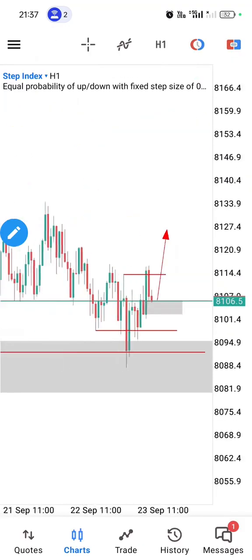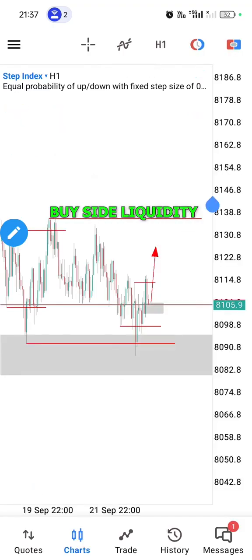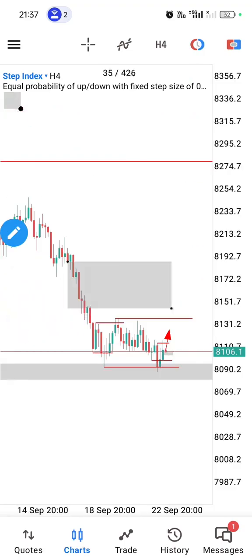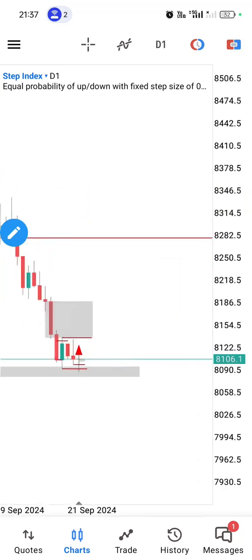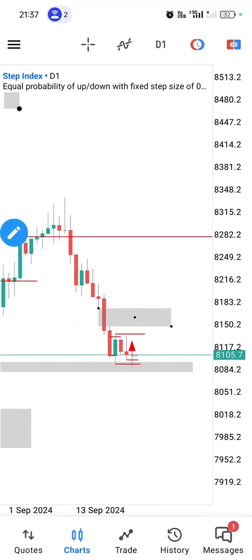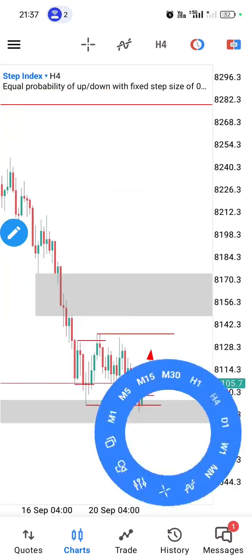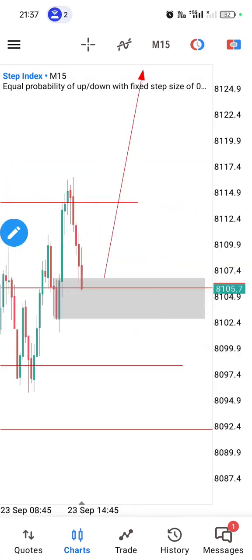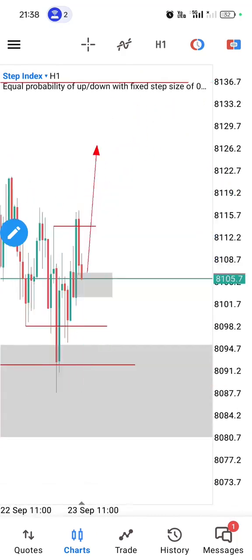So we have to be buying approximately right there, and we hope that price reaches for the buy side liquidity. Of course, the buy side liquidity is an imbalance, an inefficiency, right there. So price has to buy into that fair value gap. I think I had shown you guys earlier on, and that's sort of our aim. Now this is a big move, of course. I found it a bit late.